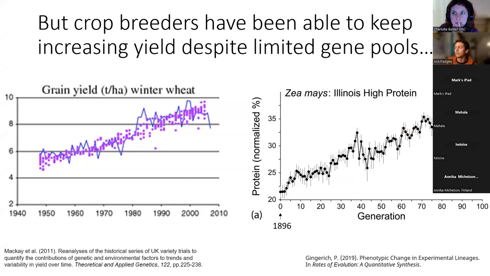They haven't run out of diversity because they can keep increasing the phenotypic variation. So that's a bit of a paradox, because if you haven't got a lot of diversity, how do you keep increasing a trait?